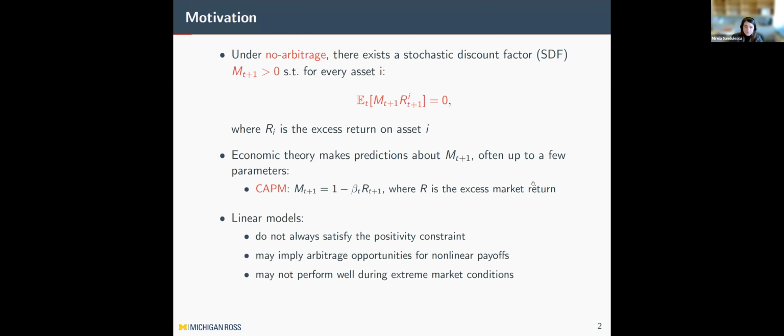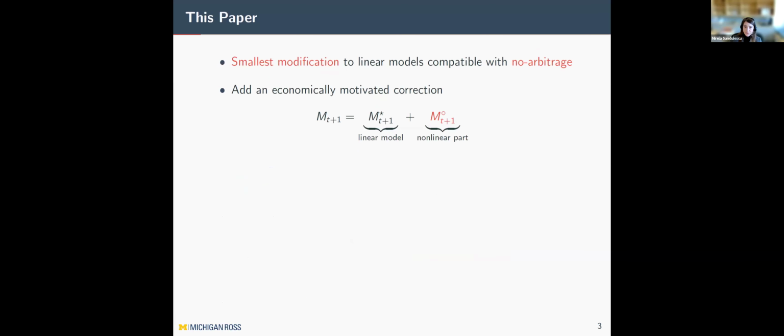And in particular, we know that linear models are not going to perform very well, especially during bad market conditions. So in this paper, we ask how no arbitrage can help us correct linear models. What we are going to do is propose the smallest modification to a linear asset pricing model that is compatible with no arbitrage. The way in which we do this is by adding an economically motivated correction, and in particular, it's going to have this nice additive form. The stochastic discount factor M is going to have as a leading term the linear model, and then it's going to have a nonlinear component.